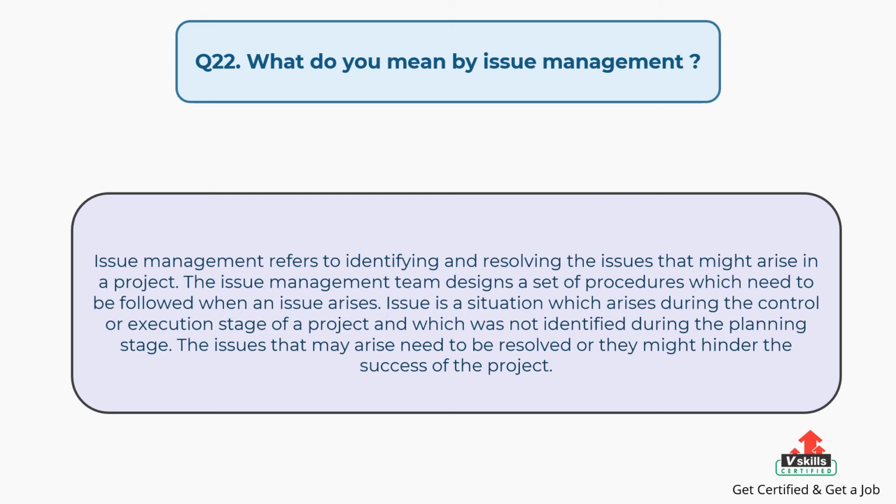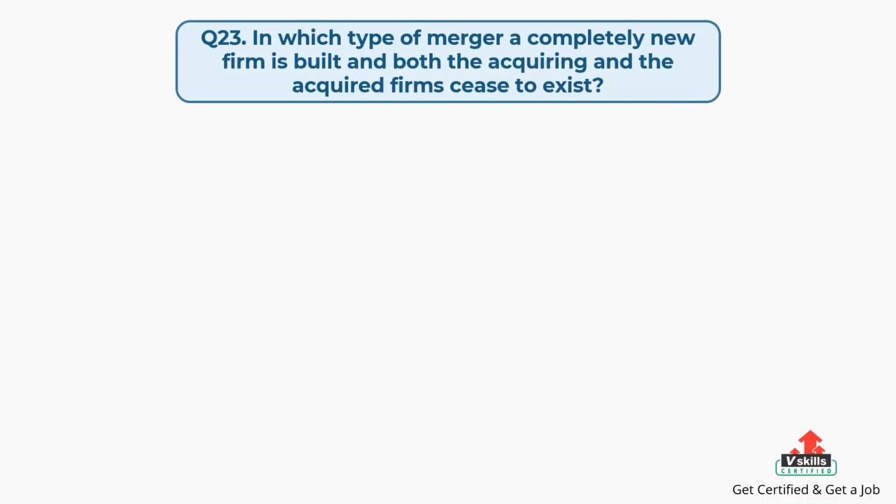Issue is a situation which arises during the control or execution stage of a project and which was not identified during the planning stage. The issues that may arise need to be resolved or they might hinder the success of the project.